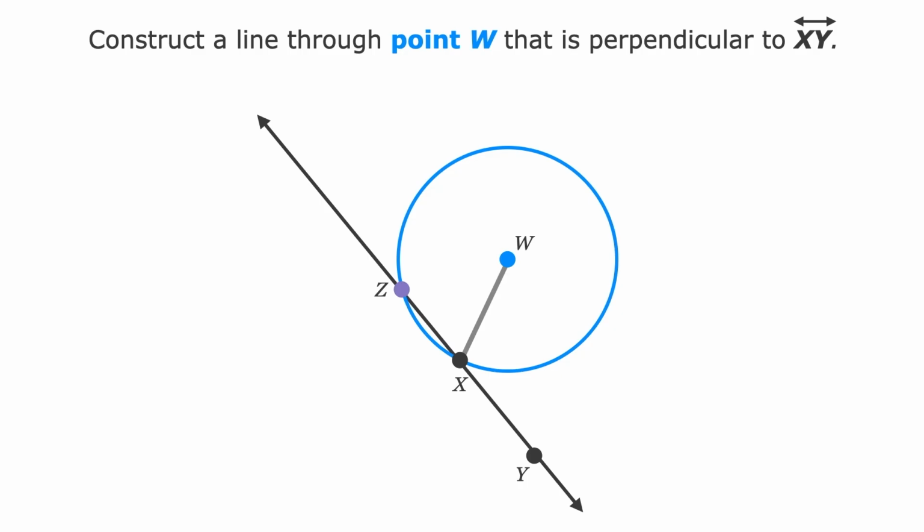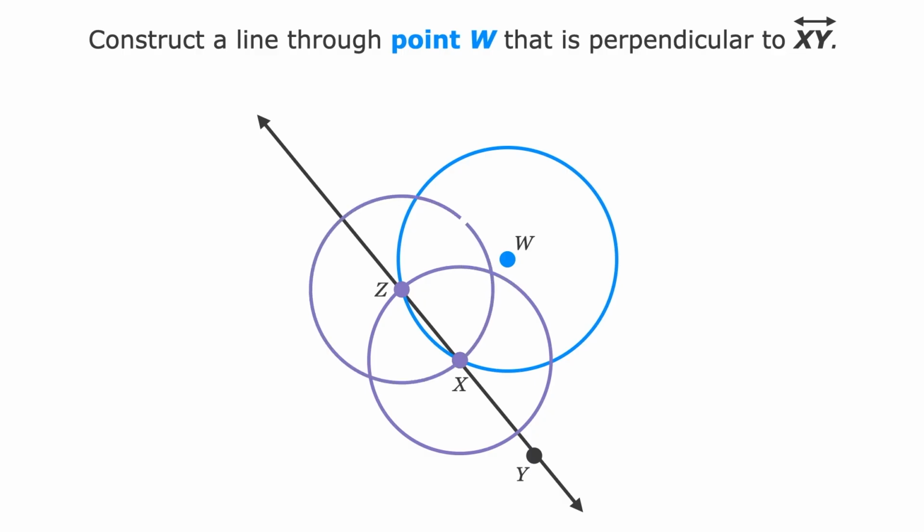Since line segments WX and WZ are both radii of circle W, the two segments are congruent. In other words, point W is equidistant from points X and Z. Now, let's draw a circle centered at point X with radius XZ, and another circle centered at point Z with radius ZX. As you can see, circle X and circle Z intersect at 2 points. Let's mark the point on the opposite side of line XY and call it point V.